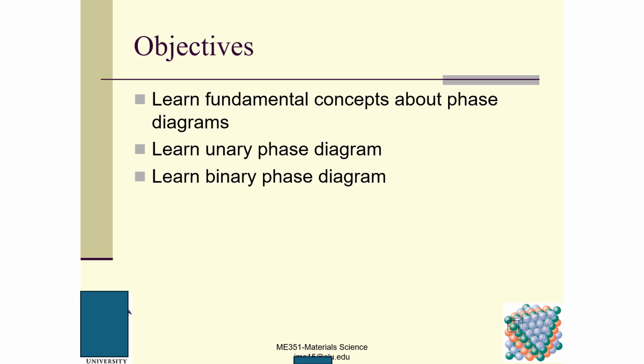Based on the name, you can see unary means we only have one, the same material. Binary means that we have two different elements, two different materials. And we are going to talk about this in detail.